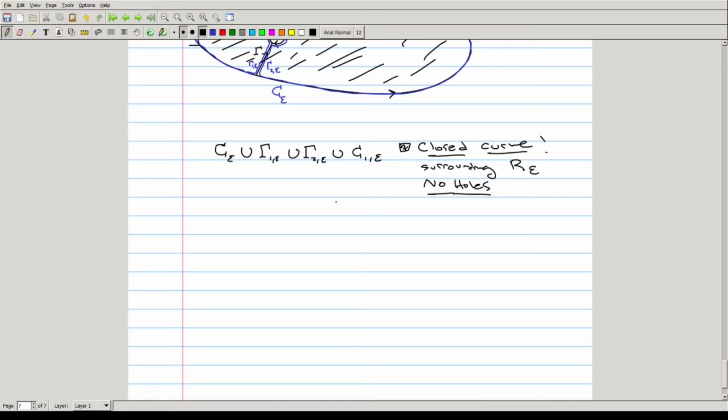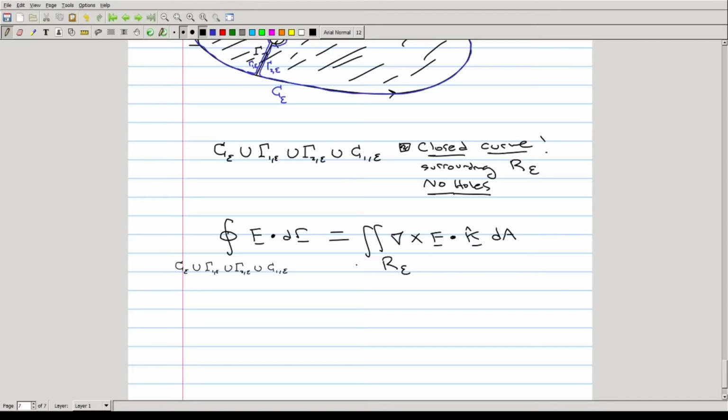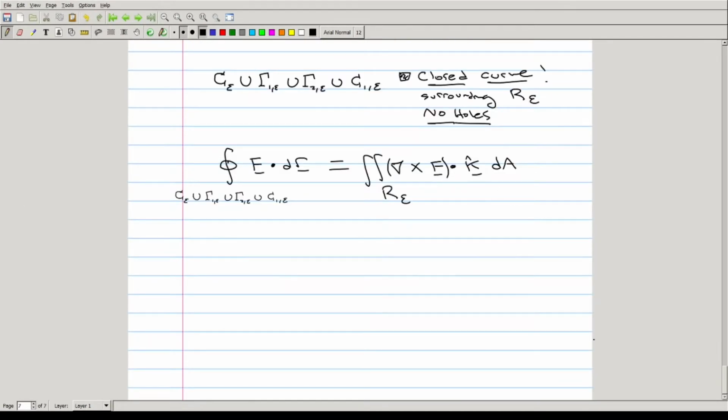And therefore, we can apply Green's theorem to this region right here. Specifically, we can consider the closed line integral over this entire curve of f dot dr, and this is going to be exactly equal to the double integral over R epsilon of the curl of f. And just like before, what we're going to do is consider the limit as epsilon goes to 0.